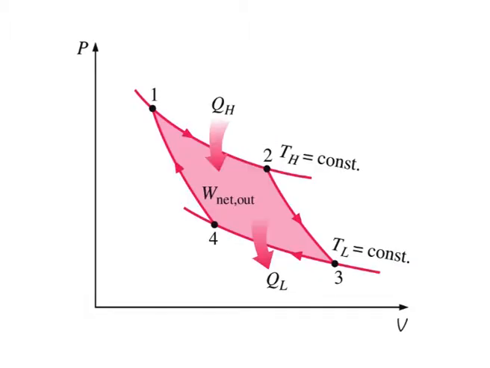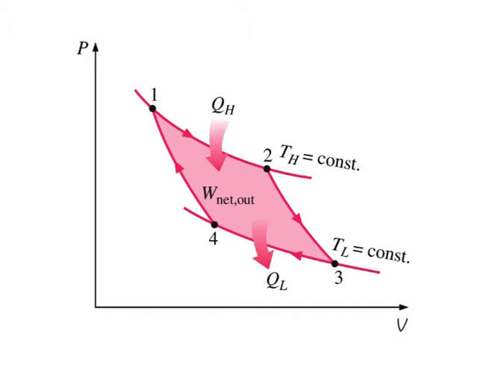Remembering that on a PV diagram, the area under the process curve represents the boundary work for quasi-equilibrium processes, we see that the area under curve 1-2-3 is the work done by the gas during the expansion part of the cycle, and the area under curve 3-4-1 is the work done on the gas during the compression part of the cycle.